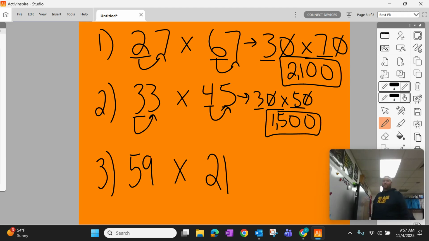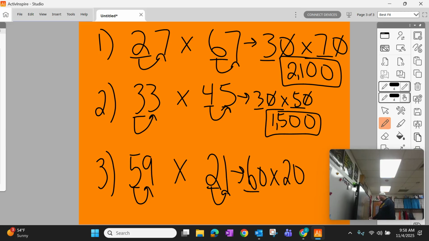There's nothing to this. It's just estimating, making friendly numbers to be able to multiply. If you know your facts, this is a piece of cake. My last one, 59. Well, that's obviously going to round to 60. It's literally 1 away from 60. So my new problem is 60 times 21. 1 is 4 or less, let it rest, so it's going to be 20. Basic fact is 6 times 2, which is 12. And I got 2 zeros to add on. So we got 1,200.